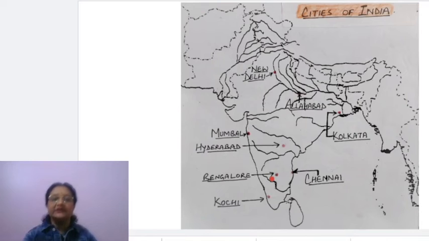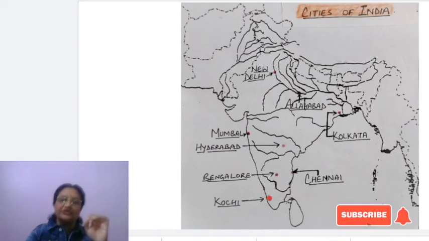Clear? And next, the last place which you need to mark is Kochi. Kochi is a place lying on the western coast in the southernmost part of India, and again, how to get the exact point? You do one thing: take the northernmost point of Sri Lanka, the Jaffna Peninsula. From here, if you draw a straight line towards the western coast, the point of intersection is actually Kochi.